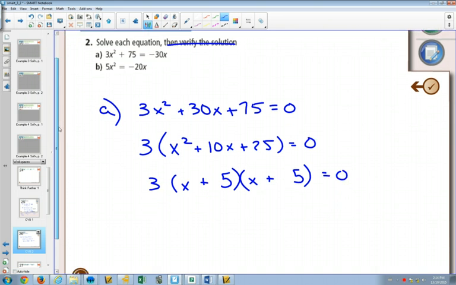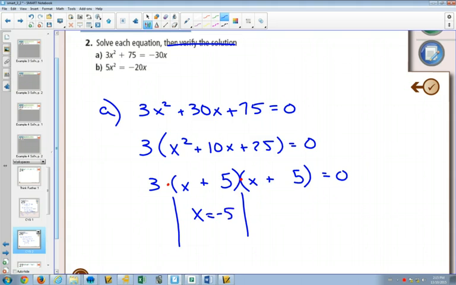Now, there are two places that there's multiplication. Once here and once there. So I like to draw a line separating where the multiplication is. Can 3 ever equal 0? No. So there's no solution in this part. Can x plus 5 ever equal 0? Yes, when x is equal to negative 5.